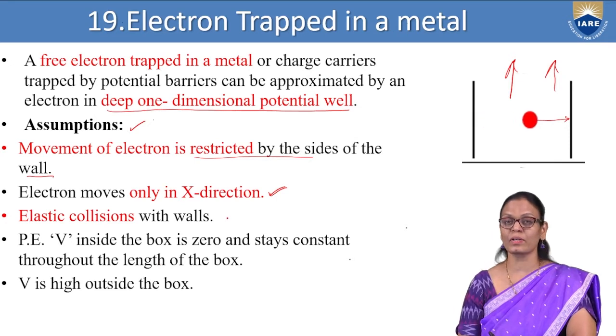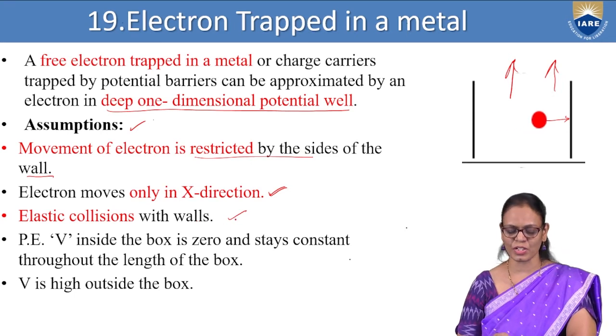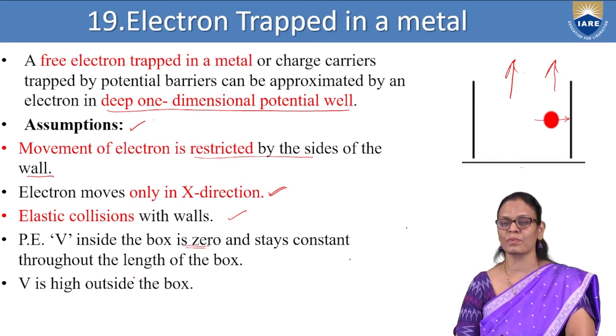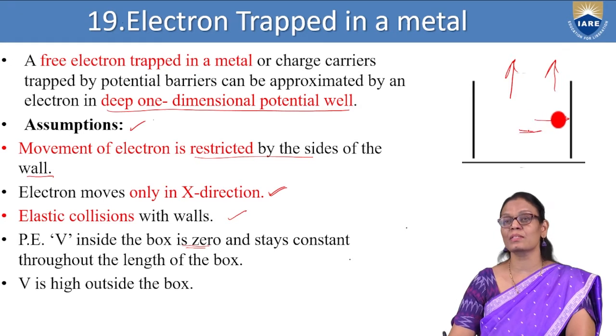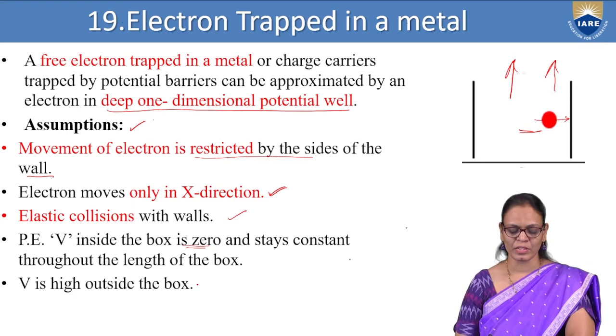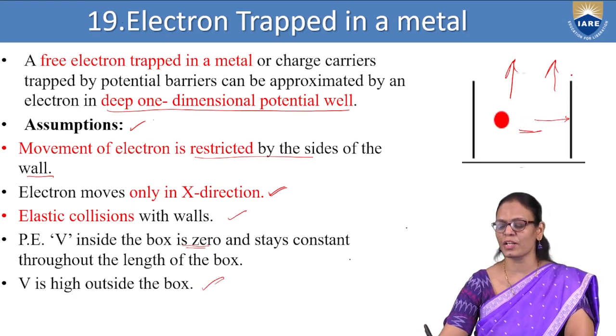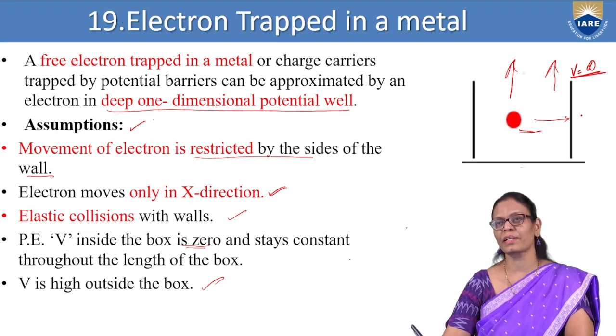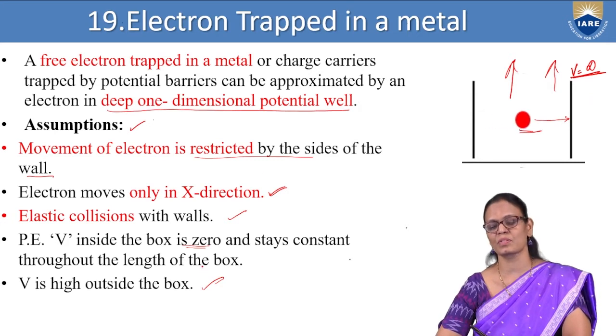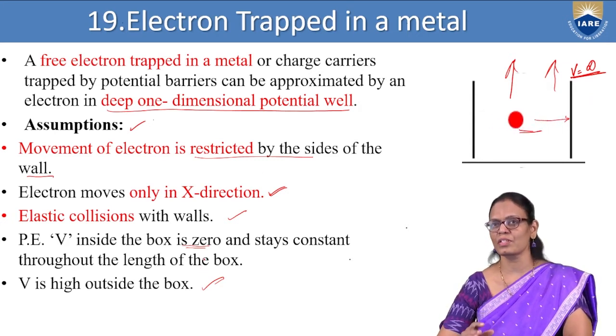Then there are elastic collisions with the walls. When I say elastic collision, there is conservation of energy. Then the potential energy V inside the box is 0 and stays constant throughout the length. So this electron is moving in a constant potential well. That is the next assumption. Then V is high outside. The potential here is maximum. We say it is infinity. That is why the electron cannot cross this barrier and come out. So all these are assumptions we have considered for an electron trapped in a metal.